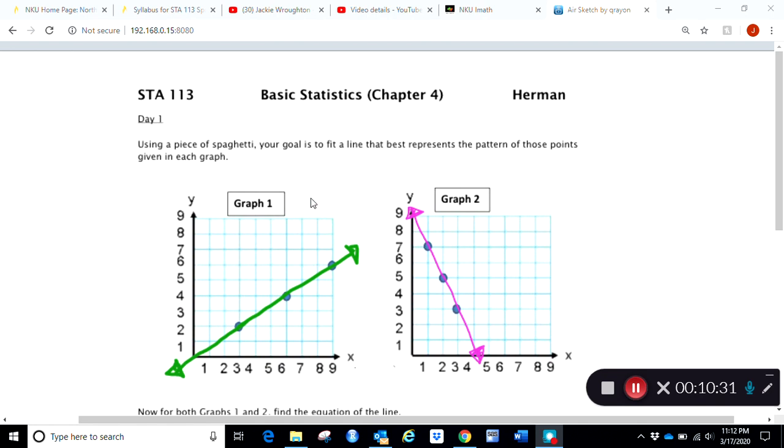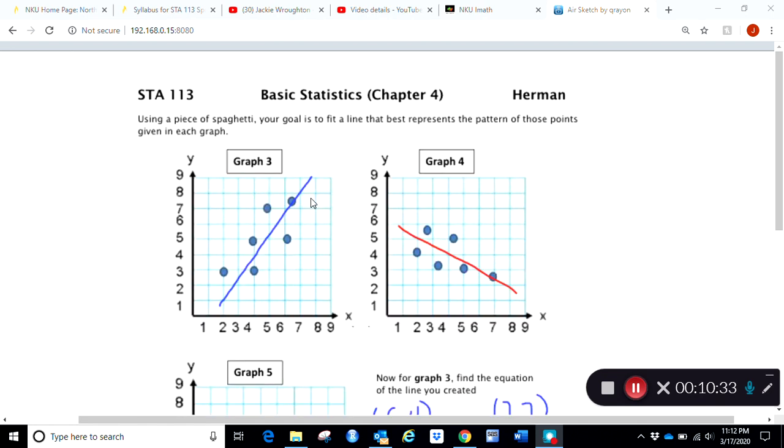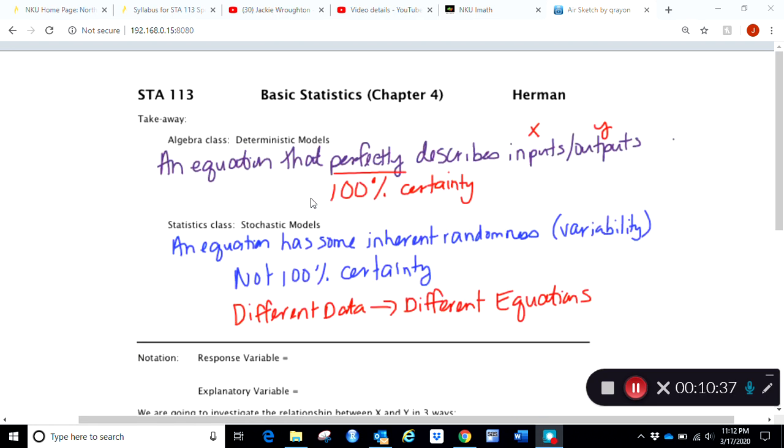So this activity is to try to drive home the idea that we're going to be working with stochastic models now, but we're going to relate the idea to what we've learned in algebra classes. So in the next video, we're going to talk in more detail about how we're going to do that.